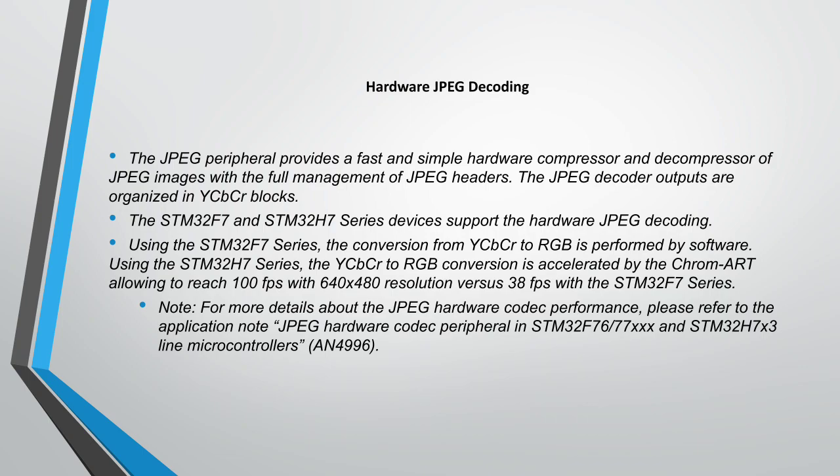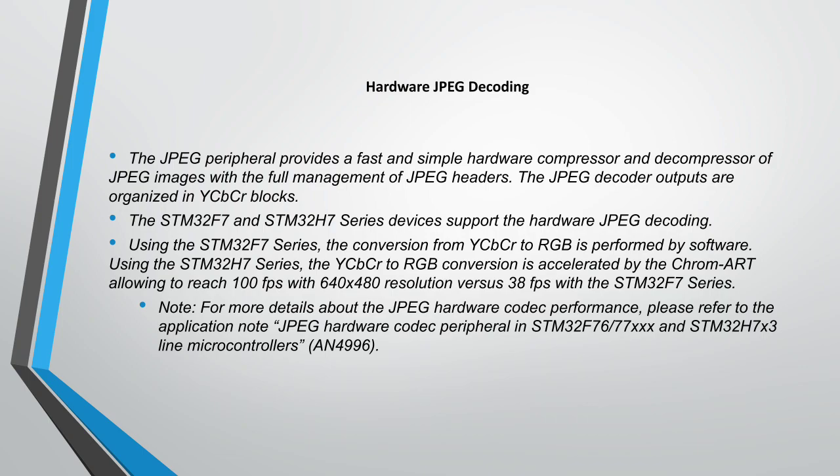Using the STM32F7 series, the conversion from YCbCr to RGB is performed by software. Using the STM32H7 series, the YCbCr to RGB conversion is accelerated by the Chrom-ART, allowing us to reach 100 fps with 640 by 480 resolution versus 38 fps with the STM32F7 series. That means from 38 fps we can boost it to 100 fps.